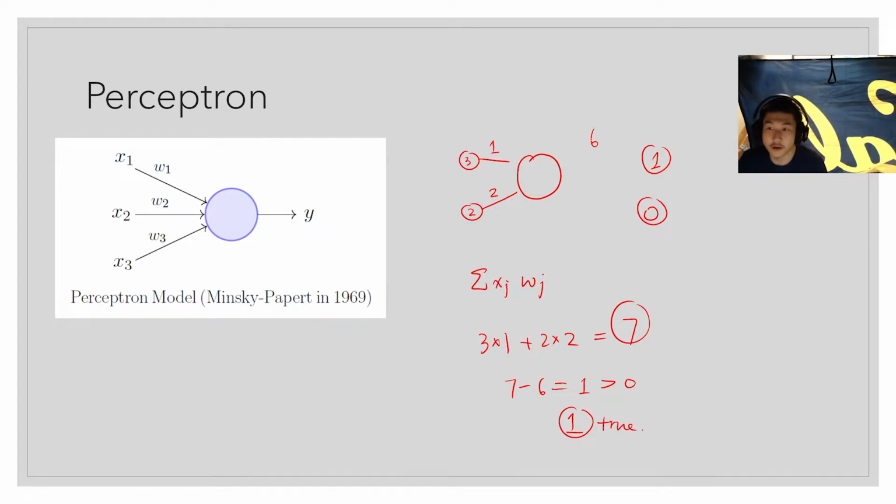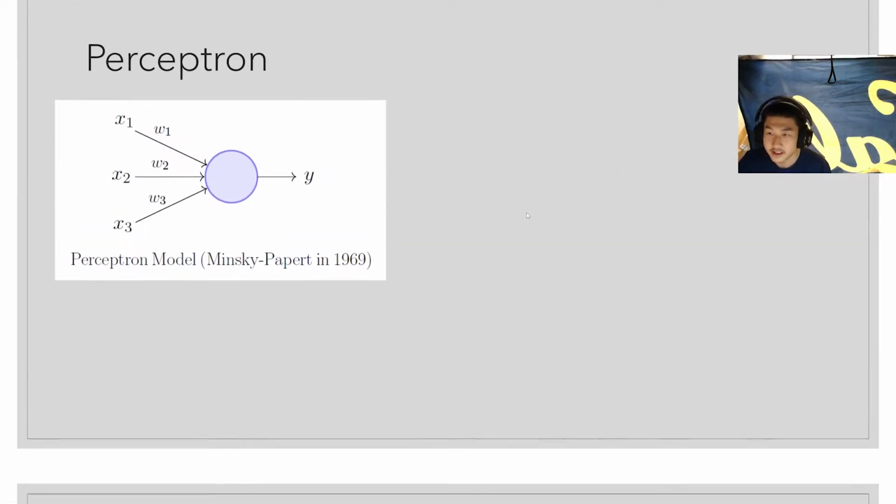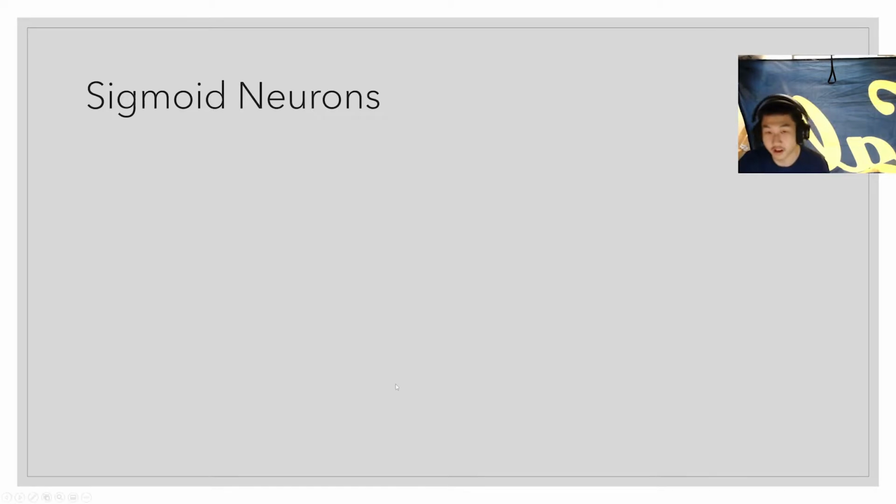Equally, if our threshold is a bit too large, like 16, then we will have 7 minus 16 equals negative 9. That will give us a 0, a false. Now we can proceed to sigmoid neurons. In that case, if we got a 999, that's way larger than 1, but we still get the same true output as a 1 after we subtract the threshold. So maybe that's not too representative of our inputs. So we have sigmoid neurons.